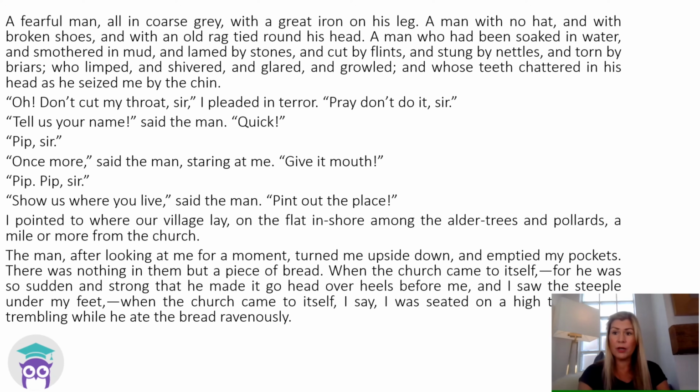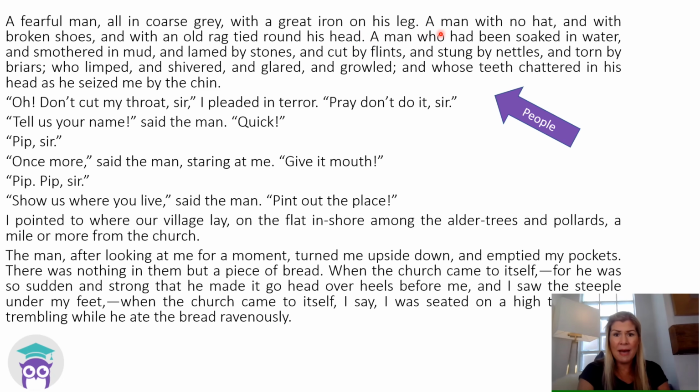If you carry on going through, there's more opportunity for us to talk about characterization for people, because look at this detailed description of this man. Look at the way that it begins: a fearful man. Note the way that it's a fragmented sentence as well, almost like these thoughts rushing through Pip's head as he views all of these strange oddities about the character. He's in coarse grey, he's got a great iron on his leg, i.e. he's shackled, so he's escaped from prison.